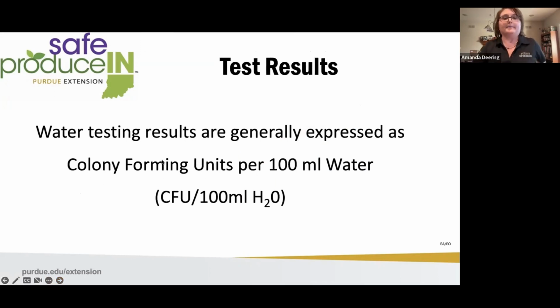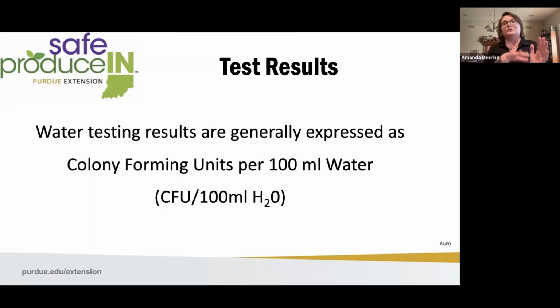So like I said, these are generally expressed as colony forming units per 100 mils. And so you'll get a number back if you're doing the enumeration. If this is the water that you're using for post-harvest, so this is the water that you're using for drinking, for hand washing, whatever, we don't want any generic E. coli in there. We want 0. So in that scenario, you only have to test for presence or absence. I don't need a number, right? Because if it's present, it's bad.